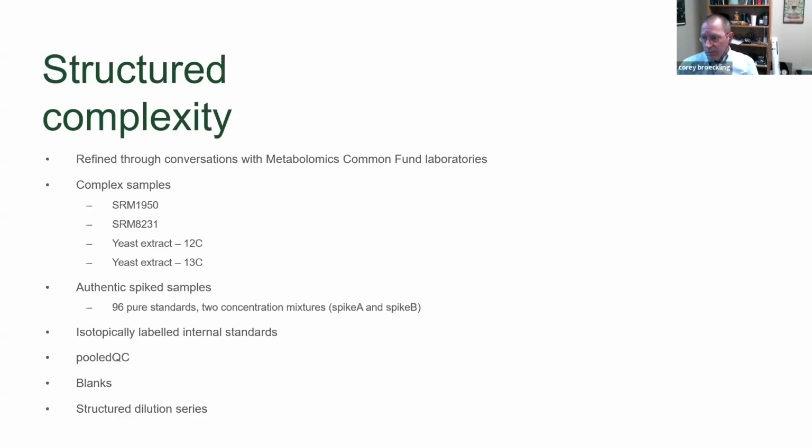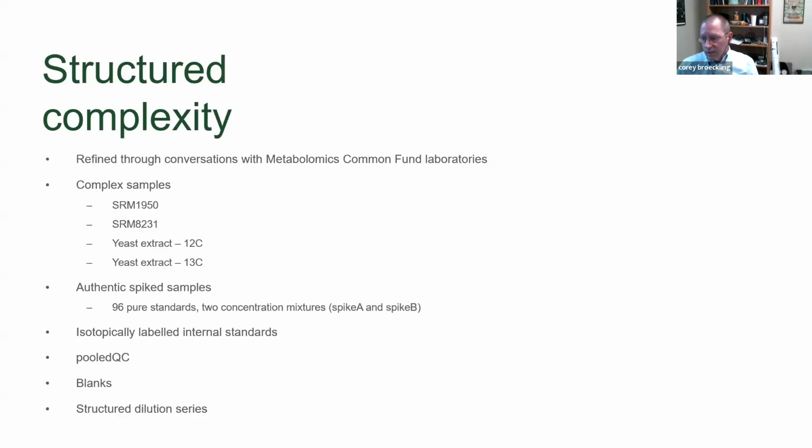And we have authentic spiked samples. And so we actually commercially bought 96 pure standards from a company called Chromadex primarily, but some other sources as well. And we actually generated two relatively complex standard mixtures. We'll call them Spike A and Spike B, where they all have the same 96 compounds, but the concentrations of each of the compounds differs in A versus B. And so you can imagine it as sort of a synthetic complex mixture of two different types, much like we have paired 1950 and 8231. We have paired C12 and C13 yeast. We have paired 96 compound mixtures.